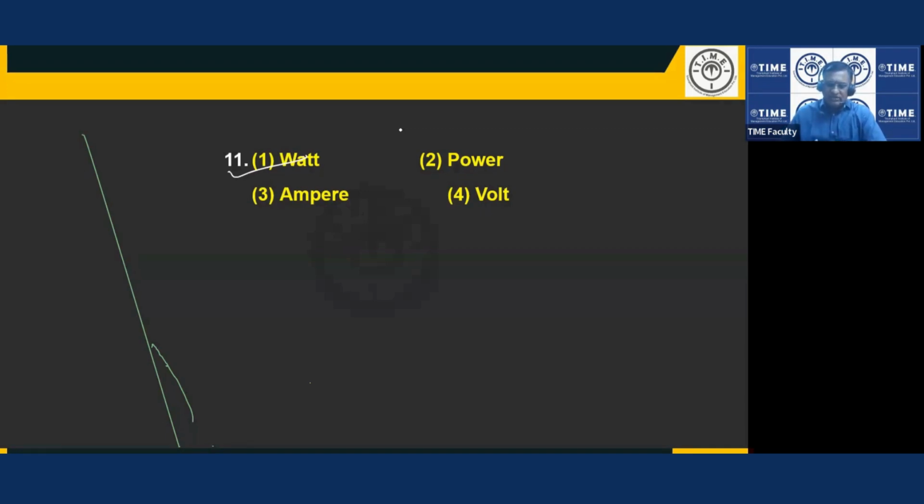Because, except for one, all the other electrical quantities, power, ampere, volt, are electrical quantities that we use. But what is a specific unit of power? Watt. We say 2 watts, 3 watts, that is the specific unit of power. But power, ampere, volts are electrical quantities. All are electrical quantities, except in option number 1.